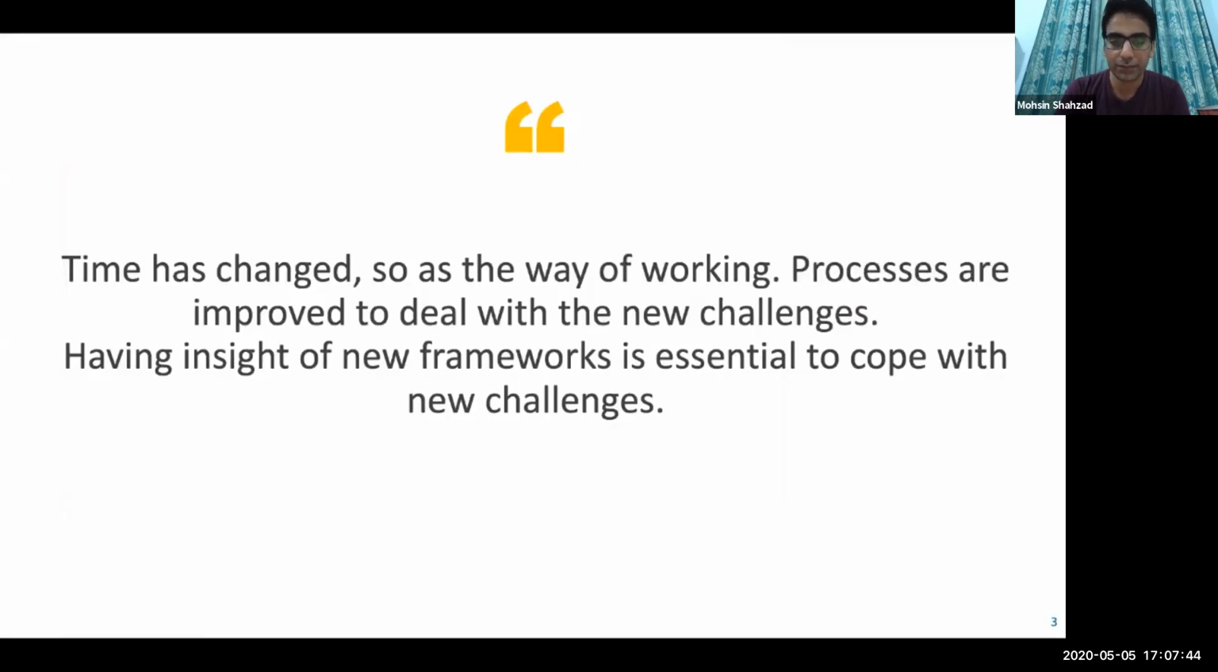Okay, so quickly, let's talk about what this framework is and how we can use it. First of all, time has changed. A lot of things have changed over the last decade. The way of working and processes have improved to deal with the new challenges. Having insight into new frameworks is essential to cope with these new challenges.